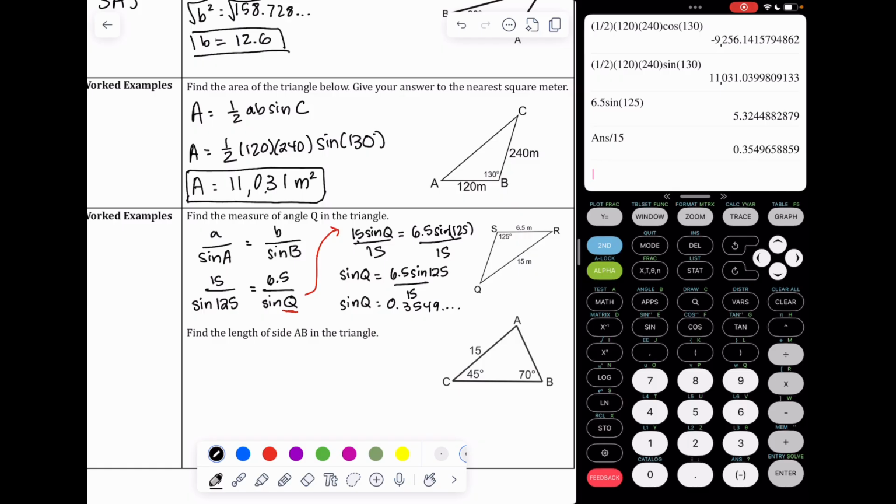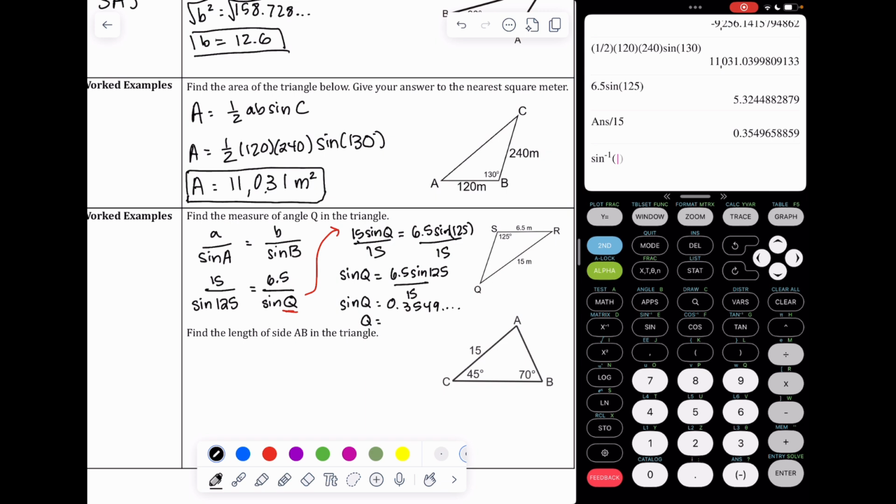I'm going to find Q by taking the sine inverse of that, and again, not using a rounded value, using the value that's still sitting in my calculator. So sine inverse of 0.35... Oh, what am I doing? I'm doing exactly what I told you all not to do. Sine inverse of all of that. There we go. So Q equals, when we round, 20.8 degrees. All right, there we go.